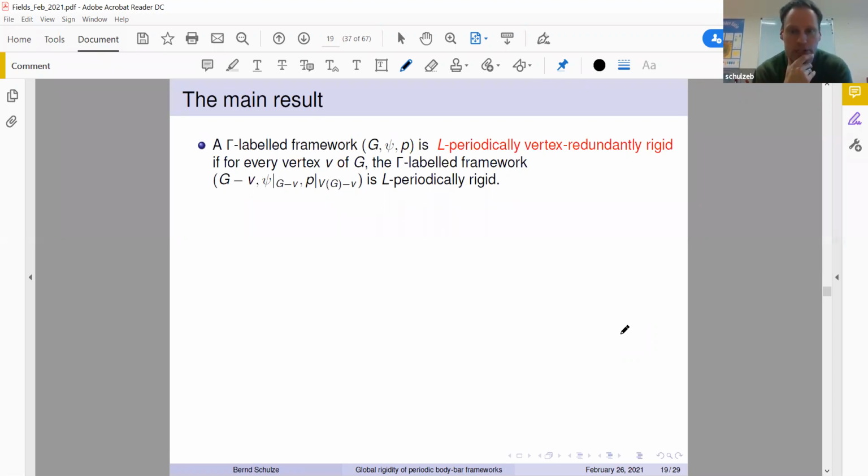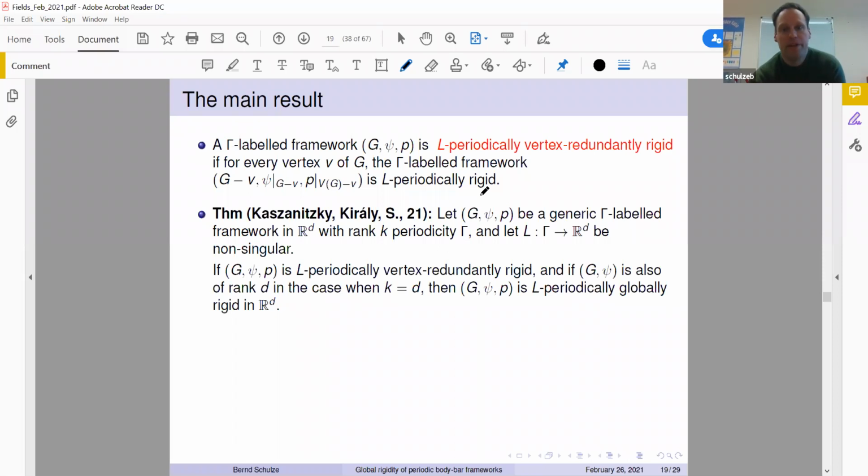Okay, so let me talk about that a little bit. First of all, the definition, of course, is exactly the one you would have guessed. A gamma-labeled framework is L periodically vertex-redundantly rigid. So this is a bit of a mouthful. Let me just say it's vertex-redundantly rigid if for every vertex, the graph G minus V is still rigid. So if you remove any vertex orbit, then the periodic framework still stays rigid. And the main result is that if you have a generic framework and it is vertex-redundantly rigid, and also if the gamma-labeled graph has full rank, if k is equal to d, then this framework is globally rigid.